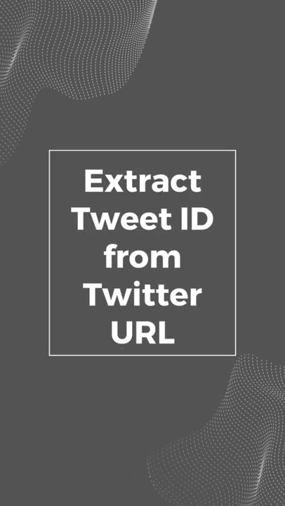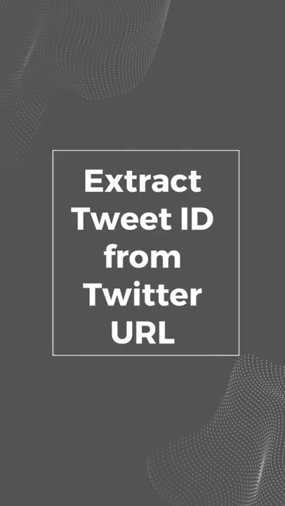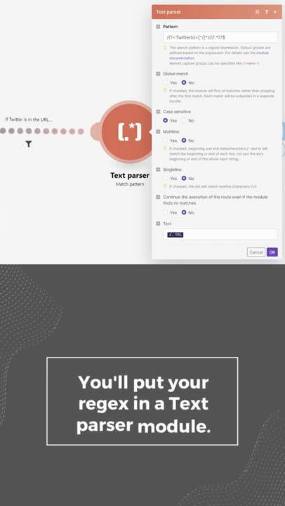I needed to obtain a tweet ID from a Twitter URL. And so the way that I did that was using some Regex. In order to use Regex with Make, which used to be known as Integromat, you just add a text parser. And I had, as a step before that, a filter just to make sure that I was passing in a Twitter URL.